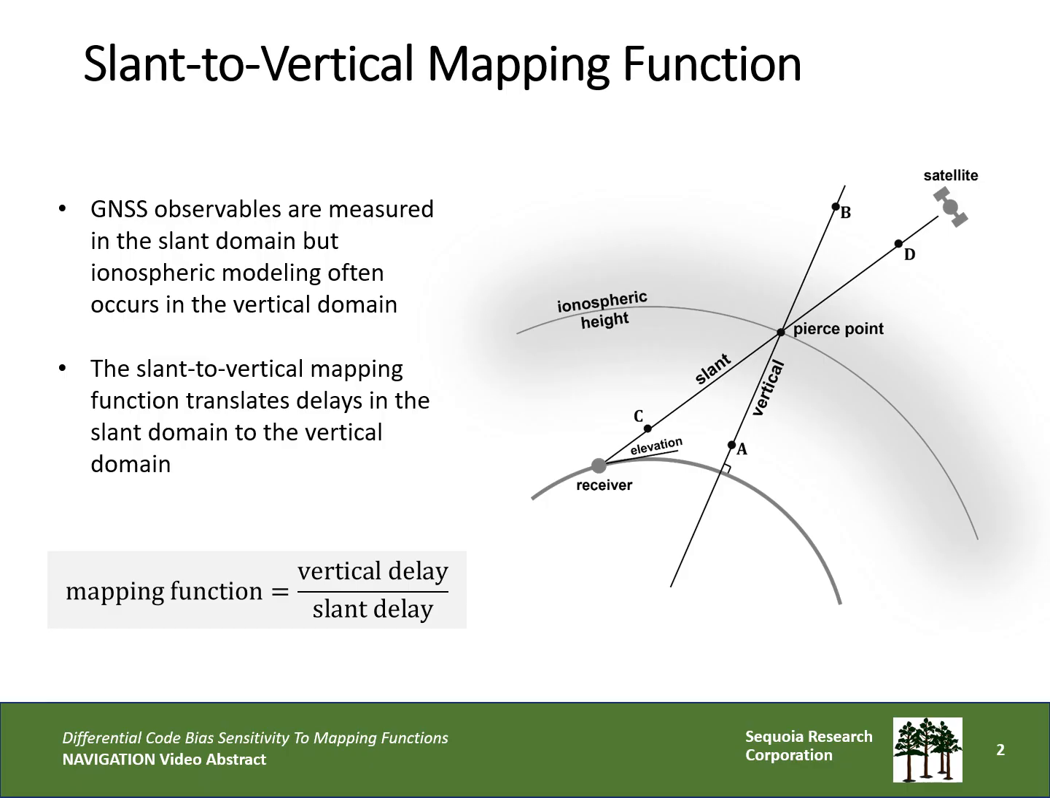Ionospheric modeling generally takes place in the vertical domain along paths normal to the Earth's surface. However, GNSS observables are captured in the slant domain along lines of sight from receiver to satellite. Mapping functions translate these observables from the slant domain to the vertical domain for the sake of modeling.